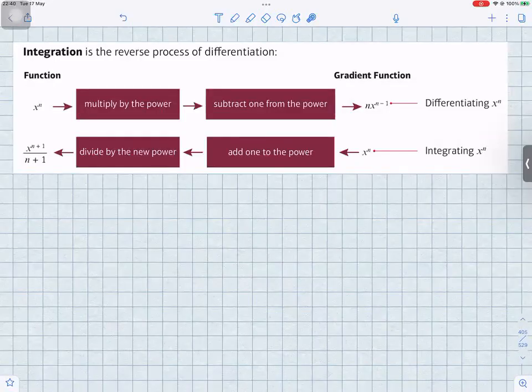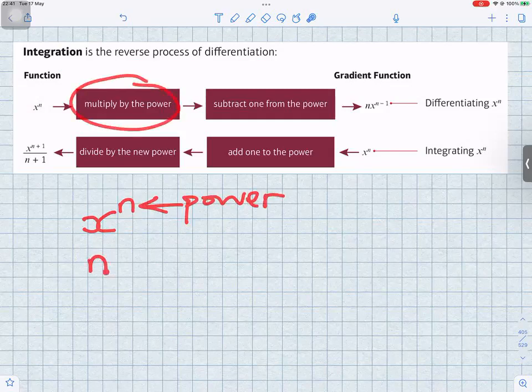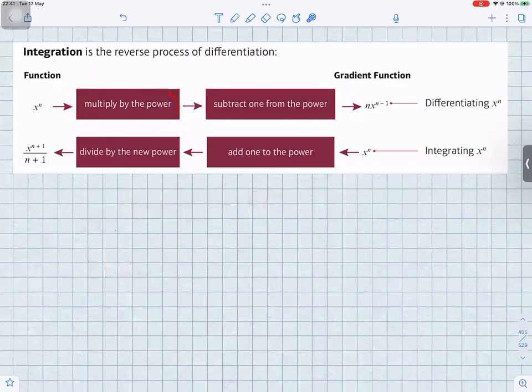Integration is the reverse process of differentiation. So let's take, for example, the function x to the n. When we differentiate, we multiply by the power. The power is n. So if we have x to the n, that n is the power. So multiply by the power, it becomes nx. So multiply by the power and then subtract 1 from the power.